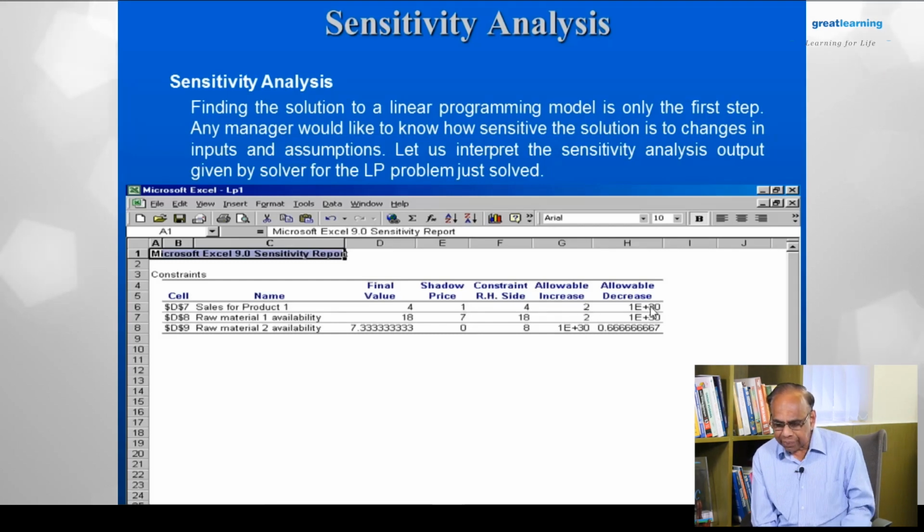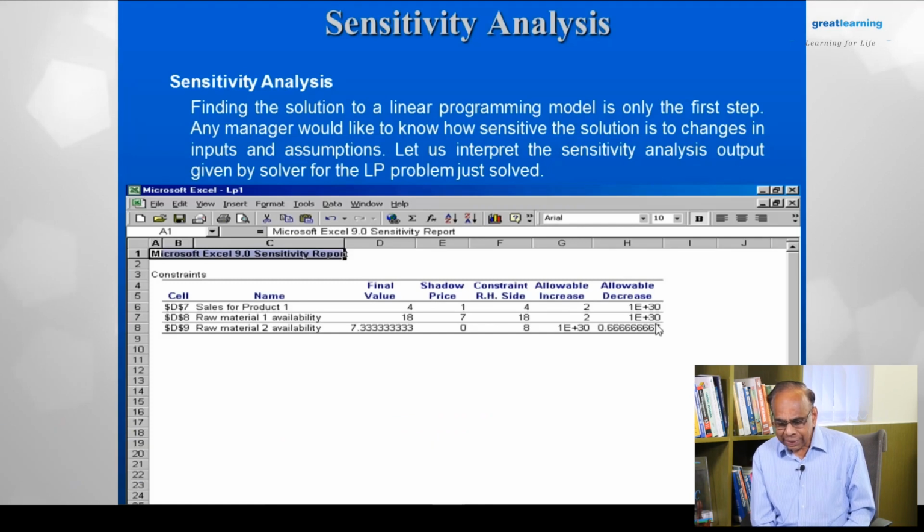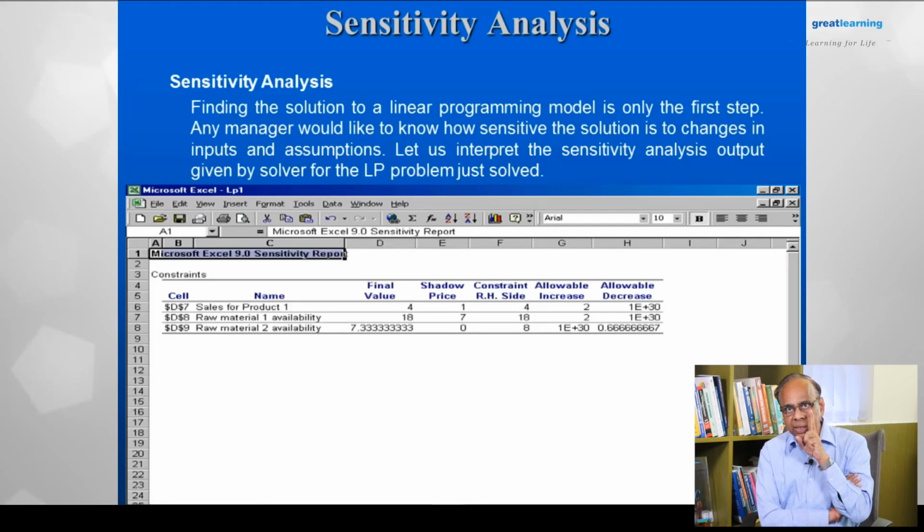I don't want to decrease it. 1e plus 30. In the computer it is e raised to the power 30. Very large number. Allowable decrease. I don't want to decrease it. Similarly, I don't want to decrease raw material 1 availability. But raw material 1 also can be increased by 2 kg. In other words, instead of 18, I can make it 20 kg.